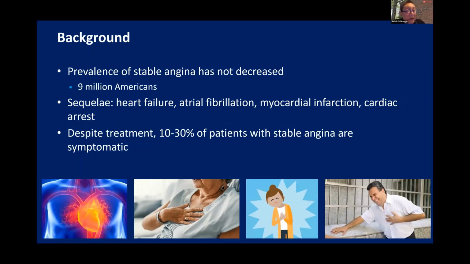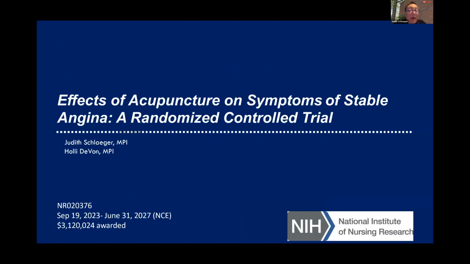The background of stable angina is that 9 million Americans have it, and the incidence has not decreased, but actually increased. And as I had mentioned, it leads to heart failure, atrial fibrillation, myocardial infarction or heart attack, and cardiac arrest. And despite treatment, up to 30% of patients with stable angina have symptoms, even though they're taking all their medications. So we showed that there was a reduction in angina pain and an increase in quality of life, and it was feasible, or possible, to do the study.